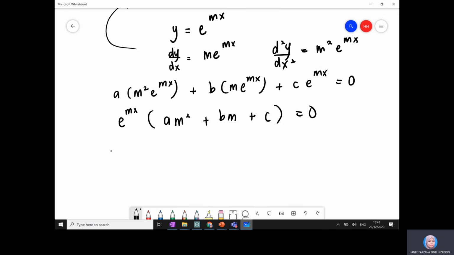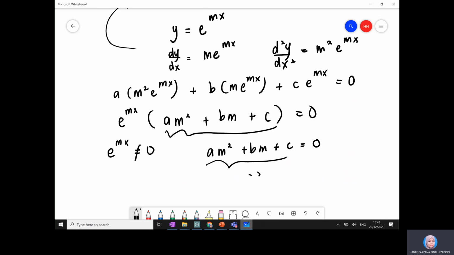And since the condition is such that e to the mx is not equal to 0, then we take the term in the bracket, am² plus bm plus c, to be equal to 0. So this here is the characteristic equation, or auxiliary equation. We're going to use this to find out the values of m. Then we can put m inside the given proposed solution to the ODE.